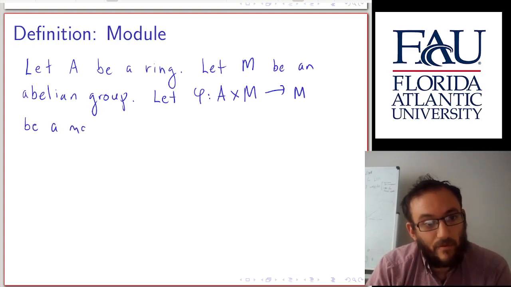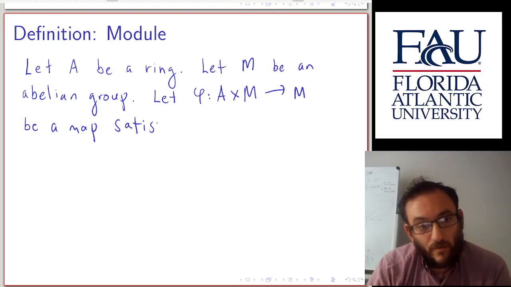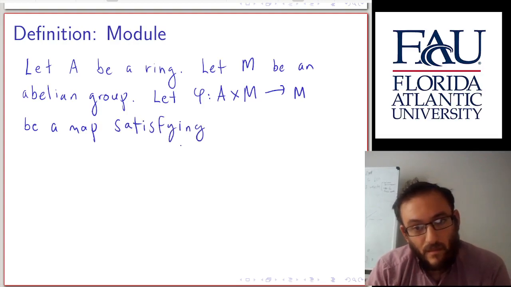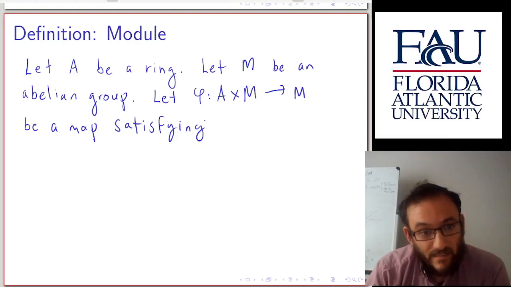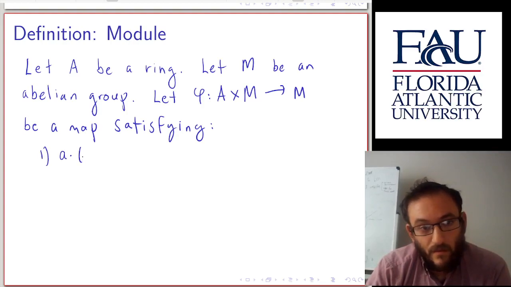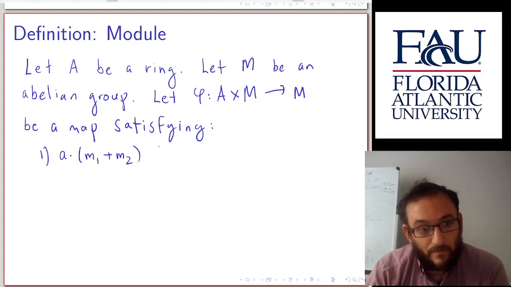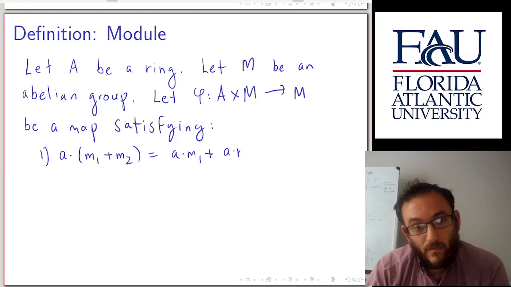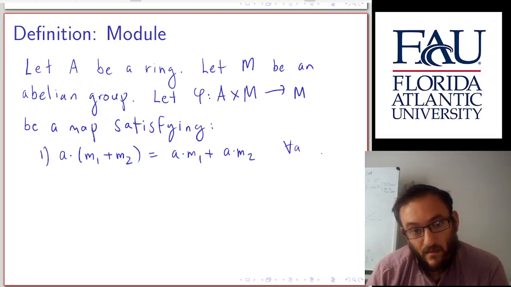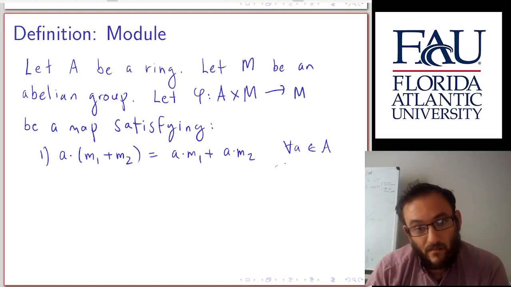so it'll be a map satisfying the following. So we want the ring operations and the module operations to behave nicely together. So we're going to have distributivity over the group operation of the module. Okay, so this is going to be equal to A dot M1 plus A dot M2. And obviously this is for any A in A, and for any M1, M2 in M.